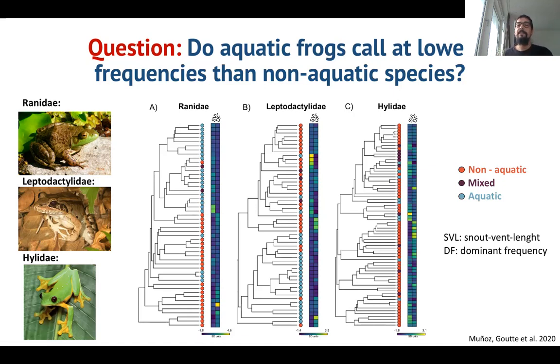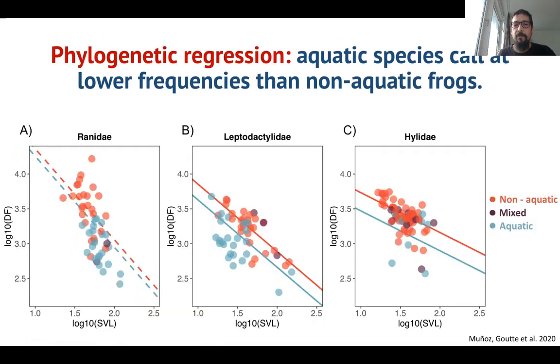So the first thing we try is to relate the dominant frequency against the body size to try to find an effect of calling site. So what I will show you now is these are phylogenetic regression lines for the 3 families. You have on the y-axis the dominant frequency, on the x-axis the body size of the frogs. And what you see is that in the 3 families, aquatic species tend to have lower dominant frequencies than the non-aquatic species. We excluded the mixed category from this analysis, but I show you them on the plot anyway, so you can have an idea of where these species were located.